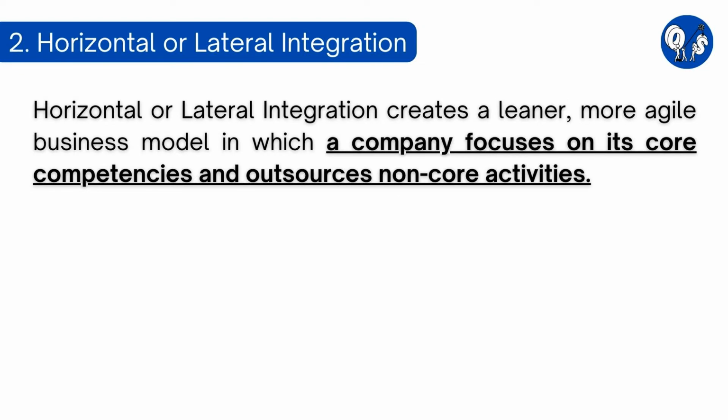Let's now discuss horizontal or lateral integration type. Horizontal or lateral integration creates a leaner, more agile business model in which a company focuses on its core competencies and outsources non-core activities. A good example of this is Apple, which performs its own sales and marketing, product design, and the operations of its retail stores. However, they outsource their manufacturing processes to third parties.